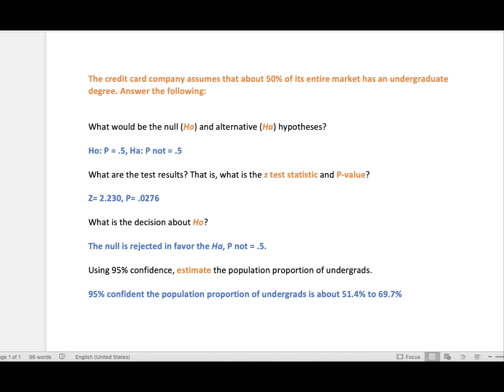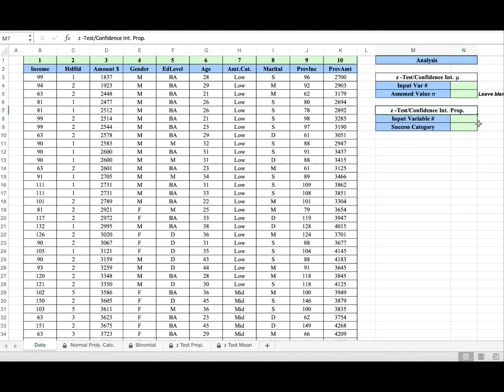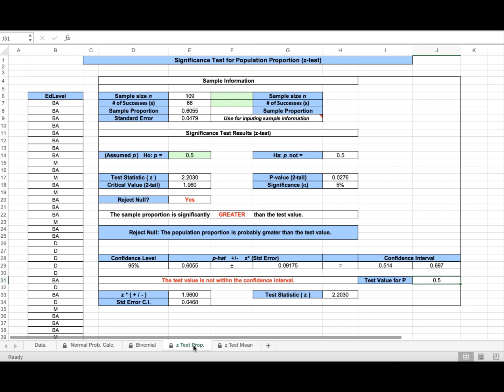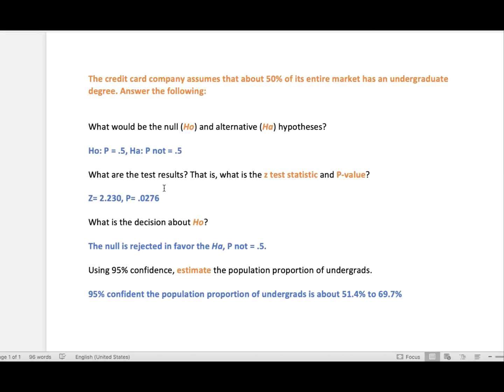Let's go to our Excel tool to set up a test for education level. Remember, we're using our z-test and confidence interval for proportion. Our variable number 5 is education level, and the category of interest is BA, which is our undergraduate category. We set up our null and alternative hypothesis on the worksheet z-test for proportion, and we would input the assumed value of 0.5. What are the test results?